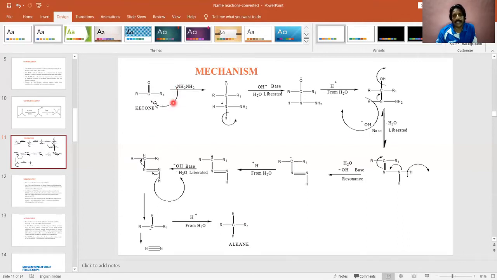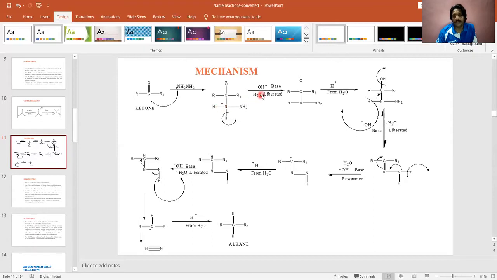So naturally attack will happen here, and in the C double bond O group, carbon has a partial positive charge and oxygen has a partial negative charge. This is due to the inductive effect, which we are already familiar with. So attack will happen here. When attack happens here, the pi electrons of the double bond will be shifted over to the oxygen atom, which we can see over here. And nitrogen will get a plus charge because the non-bonding electrons of nitrogen have been used.